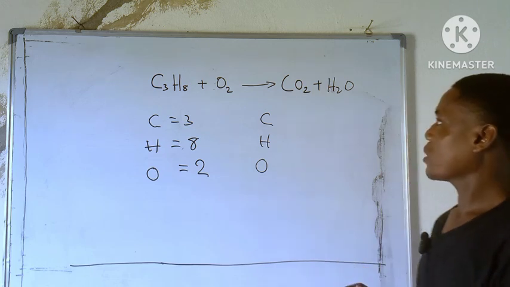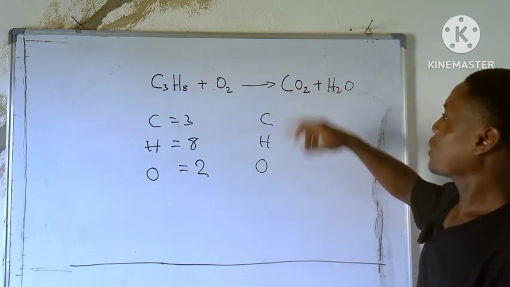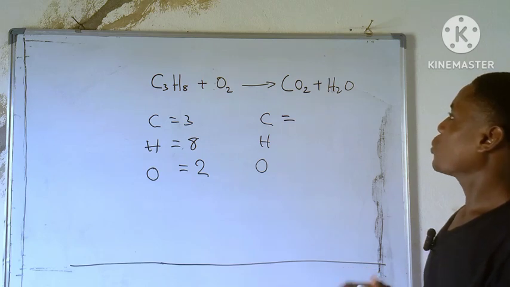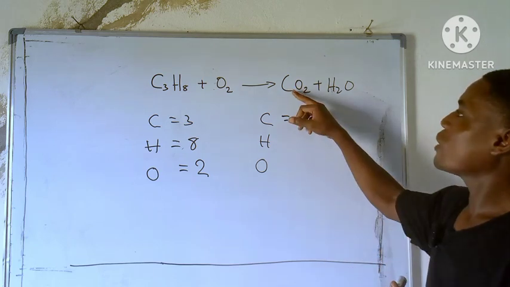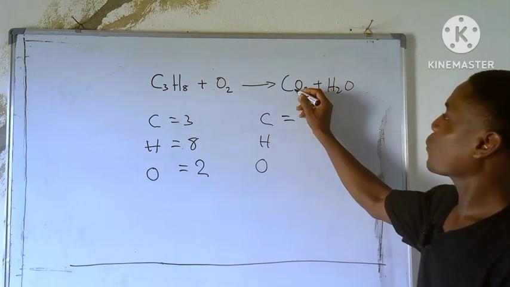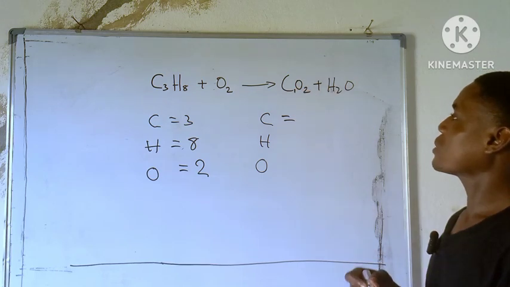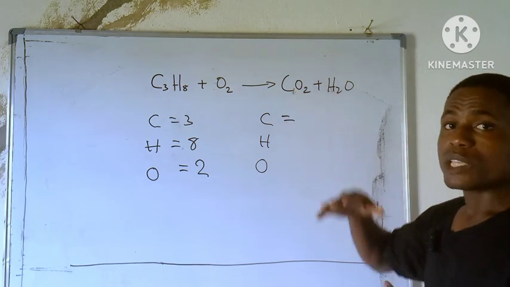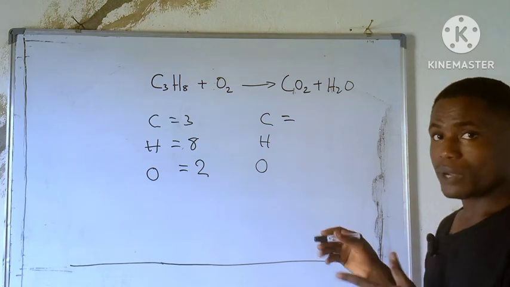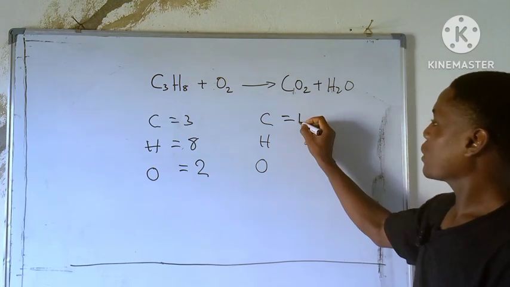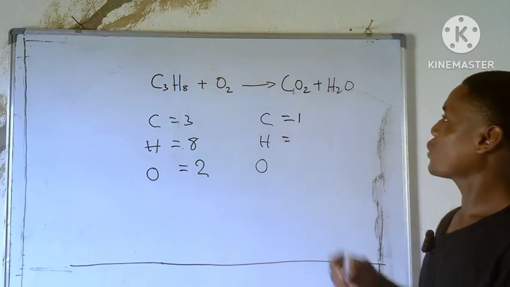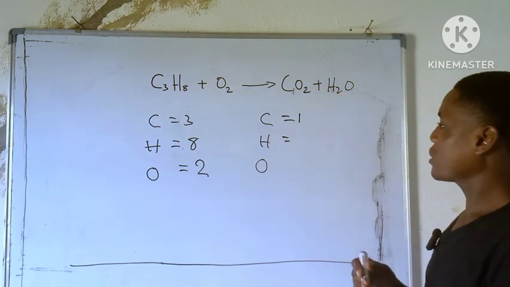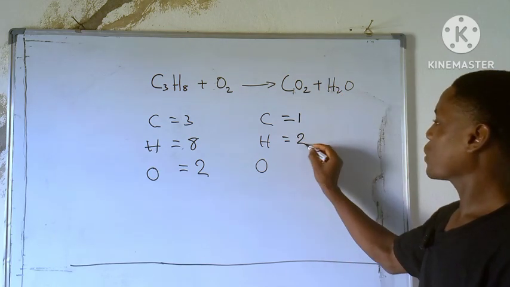Let's come to the right side. Look at it. The first element is carbon, right? How many atoms do you have? We have only 1. No need of writing the 1, okay? Any single element here has 1 atom. Are you getting it? But no need. It's from 2 upward that you write, okay? So we have 1. The second one is hydrogen. Hydrogen has how many atoms here? 2, right? You write 2.